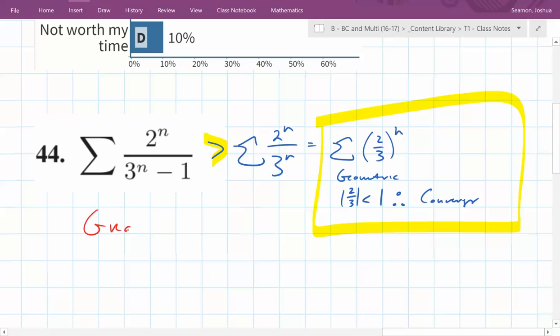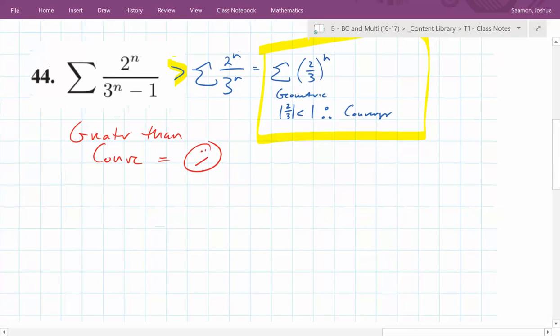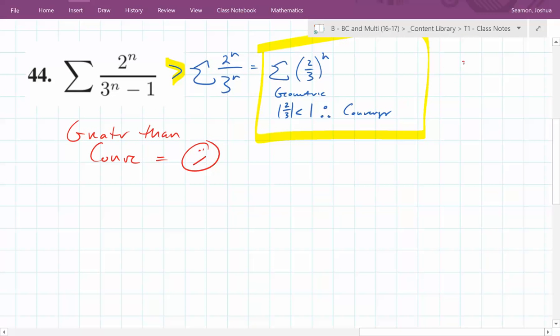Greater than converge equals, you don't know. So you need another test. Anybody have a test that you want to run on this? What do you think? So comparison doesn't work.